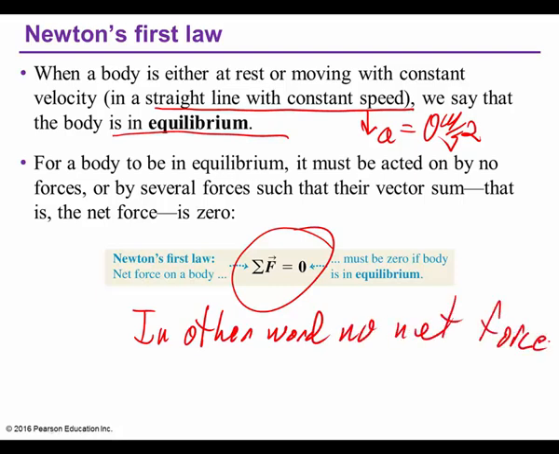Why? Because it's not accelerating. Okay? It's not accelerating. Now, I know some of you are thinking, what about G? G is always present. You're exactly right. But you can have G involved, and you will, and still have no net force. So you'll see when we get into it.